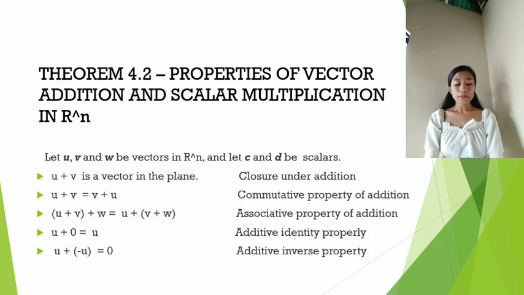Then number 4, u plus 0 is equal to u. This is the additive identity property.